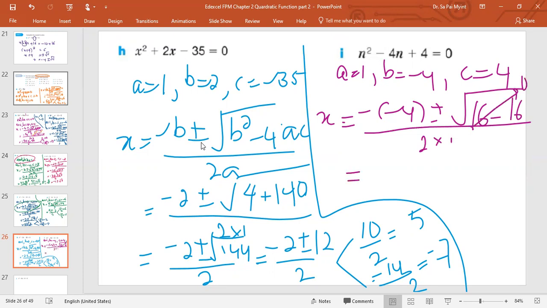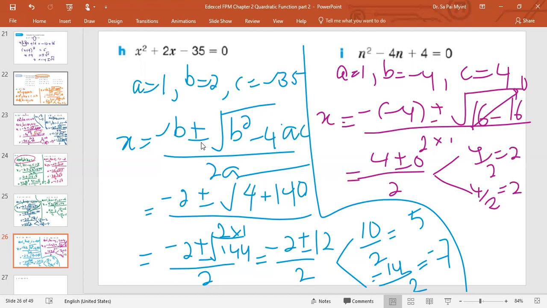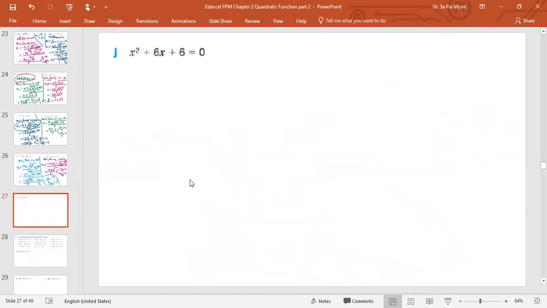x is equal to, what do you get? 4 plus or minus 0, over 2. Okay, 4 plus 0, what do you get? 4. 4 minus 0 is also 4. 4 by 2, 4 by 2. What do you get? 2, 2. So there are two solutions for I. Okay, and then number 27. J. What is A?